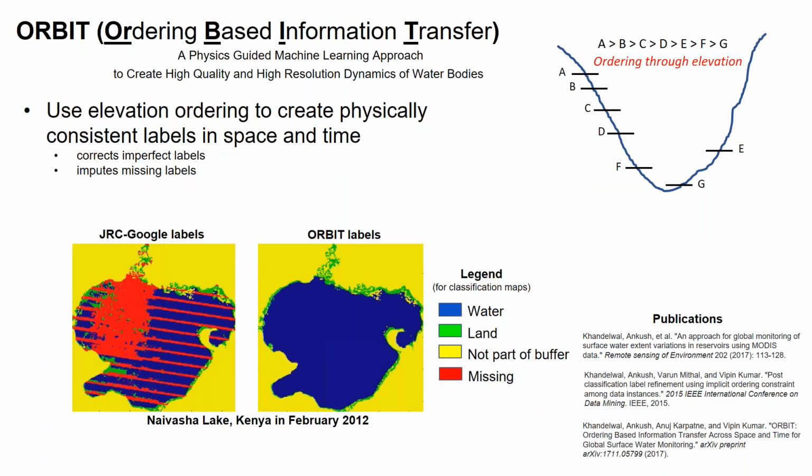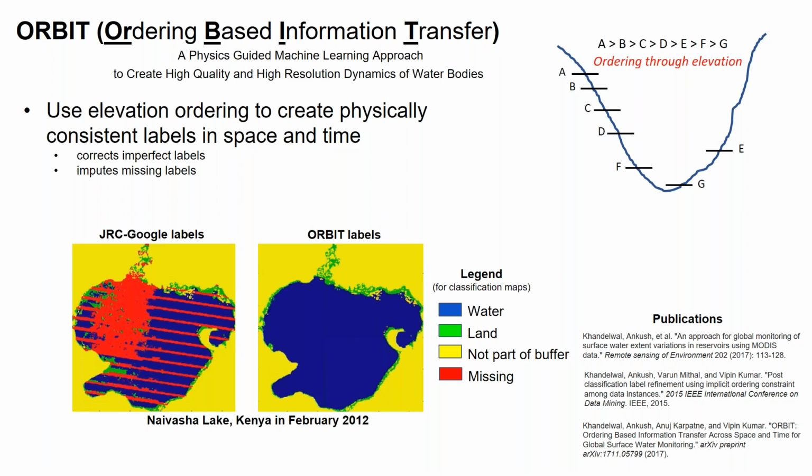We have this approach called ordering-based information transfer. And again, as Jordan talked about, bringing in machine learning and infusing some ideas from physics. So we call it a physics-guided machine learning approach that helps us create high-quality, high-resolution dynamics of water bodies. So what you saw in the earlier part of the talk was using constraints like energy conservation and mass balance to infuse into the machine learning algorithm.